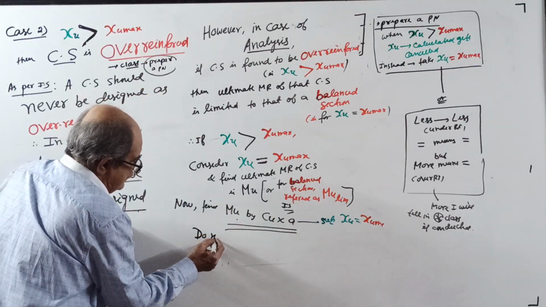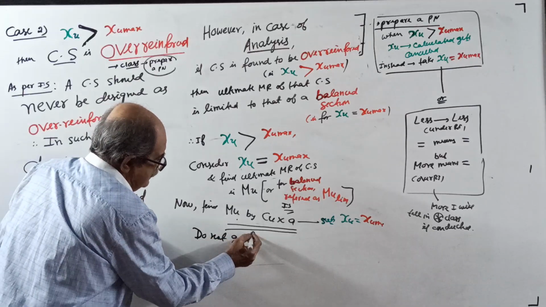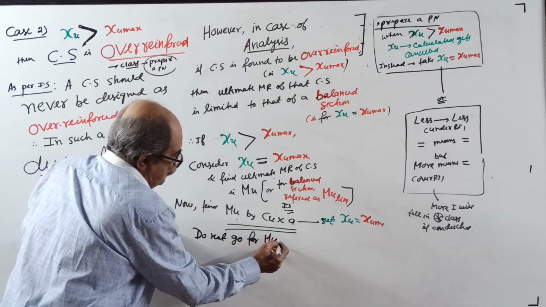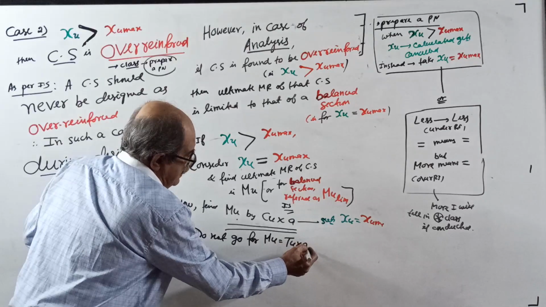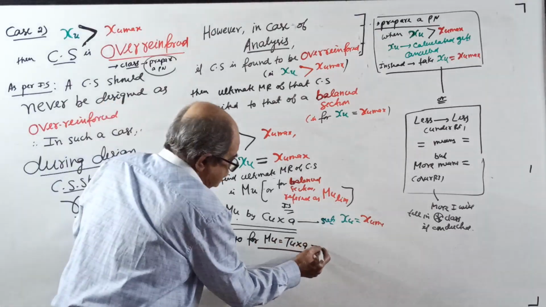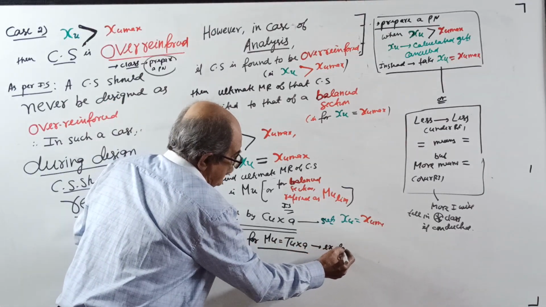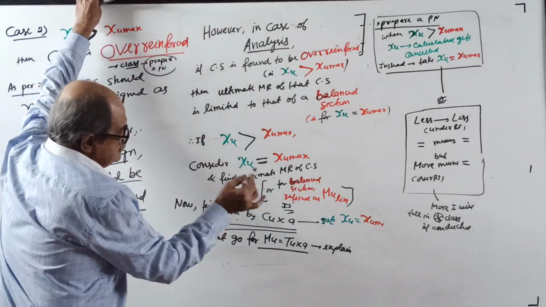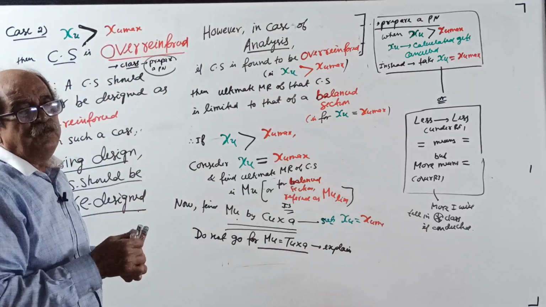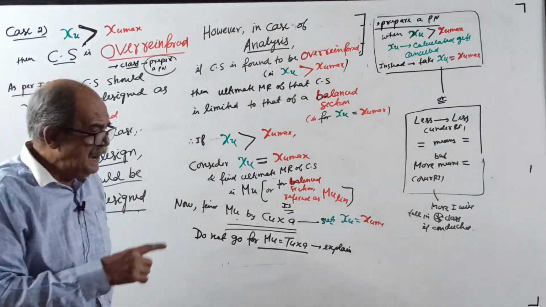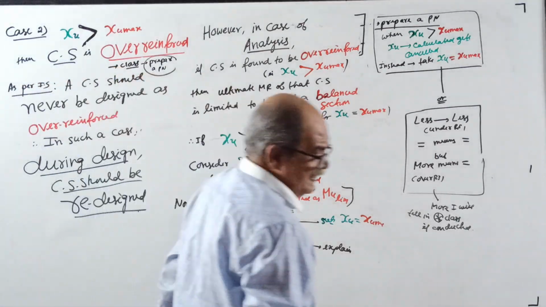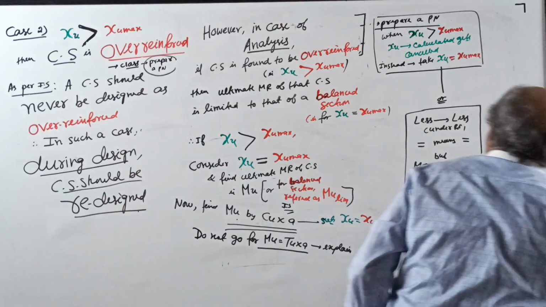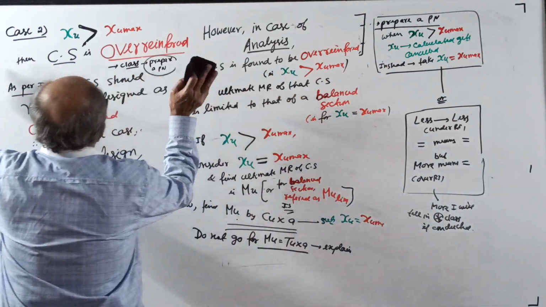Do not go for MU equal to TU into A. One minute, I will explain a little later. What is the problem? I will explain. Now, you use CU into A. Do not go for TU into A. Let me complete that one, then I will give the note for you. I will rub here only, it's a waste of time.